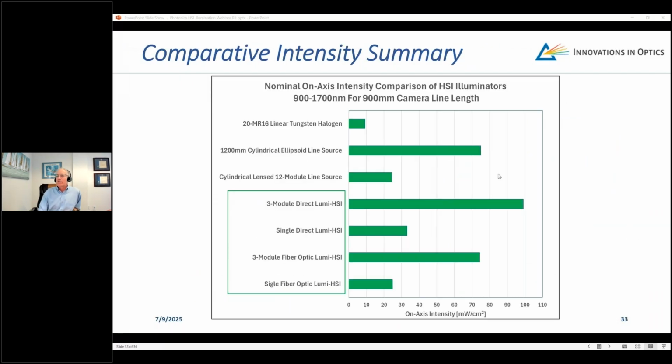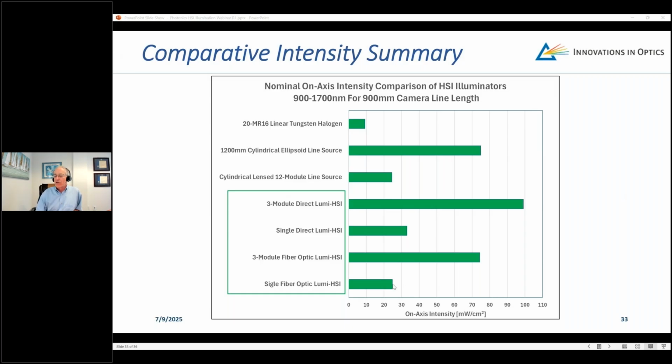And just showing the information another way. So this is the tungsten lamp down here. The cylindrical ellipsoid is relatively high on axis, but remember the effective is really lower because of the fall off at the edge of the field. And then the first system we looked at, the modular cylindrical lens system, is relatively high compared to the tungsten lamp and similar to the single fiber optic version of the Lumi HSI in terms of its on-axis intensity.